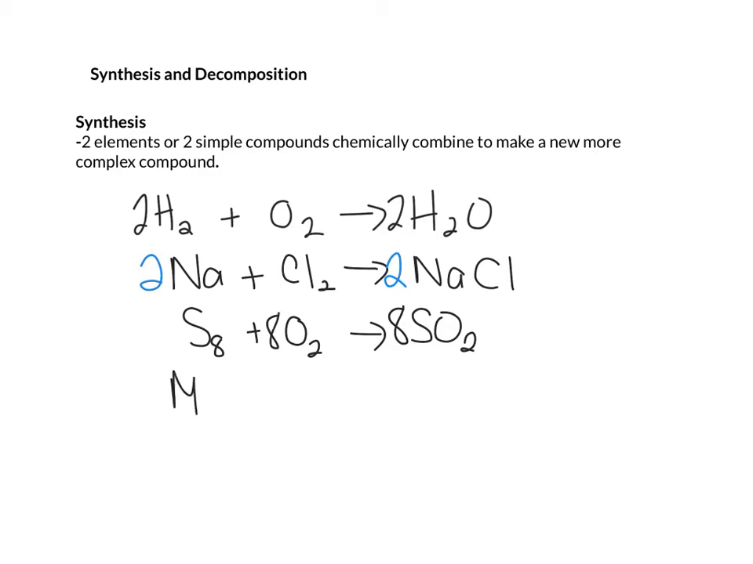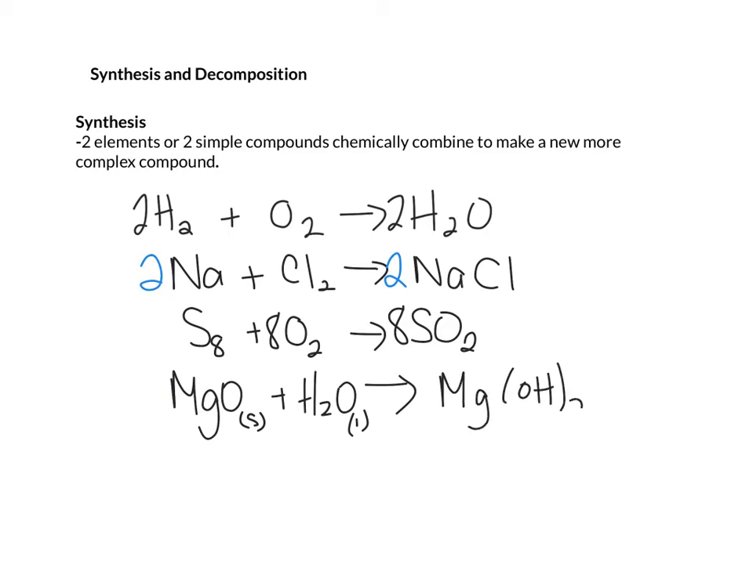Magnesium oxide. That's a solid plus water would make magnesium hydroxide. So here we have a case of two simple compounds coming together to make a more complex compound.